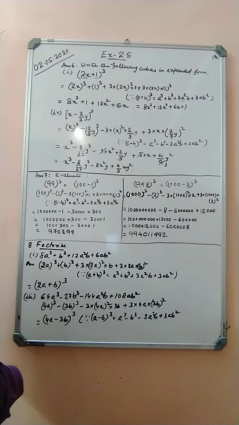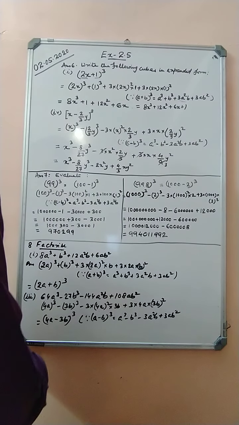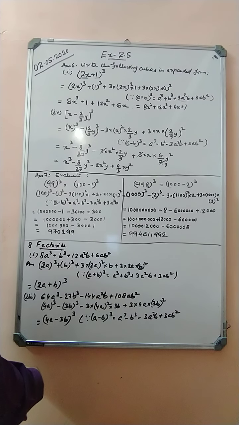3ab square means 3 into 2x into 1 square. So (2x) whole cube is 8x cube, plus 1, plus 2 square is 4, 4 into 3 is 12x square, plus 3 into 2x is 6x. So you can reorder and write it as 8x cube plus 12x square plus 6x plus 1.